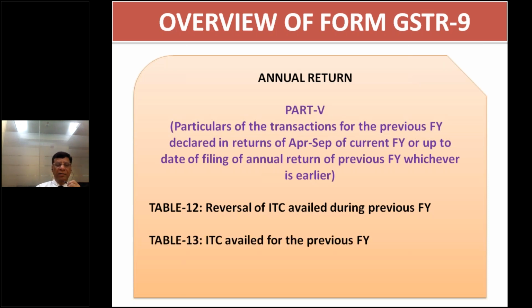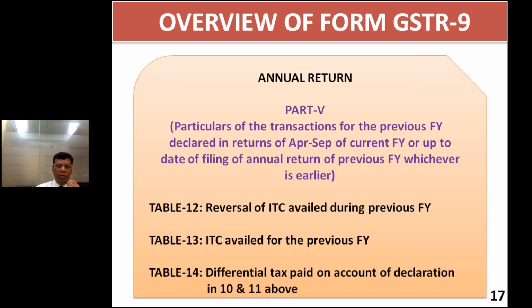Table 13 contains ITC availed for the previous financial year. So in subsequent years, there may be reasons that you might have received some invoice quite late, and you claim the ITC on that particular invoice in the subsequent year. Table 14 talks about the differential tax paid on account of declaration in 10 and 11 above. In 10 and 11, you might have increased or reduced your outward taxable supply, but for that reason, there may be some additional liability you have mentioned here.